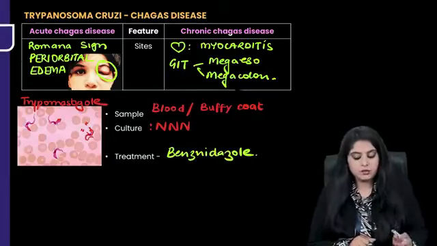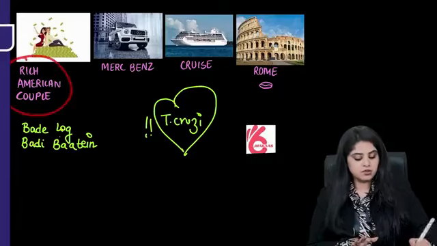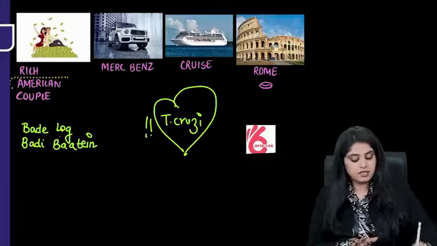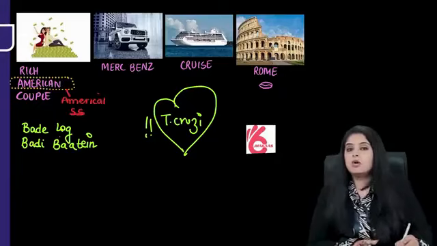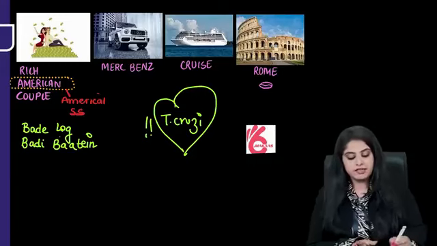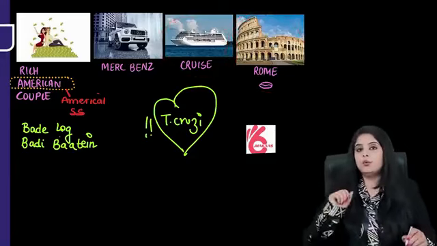So now I've got a story for all of you, which is a story of a very, very rich American couple. Firstly, what is the concept of calling them American? Because I am talking about something known as American sleeping sickness as of now. Now, why am I calling them rich? Because they have decided that we are going to travel by a cruise and go all the way to Rome, Italy.